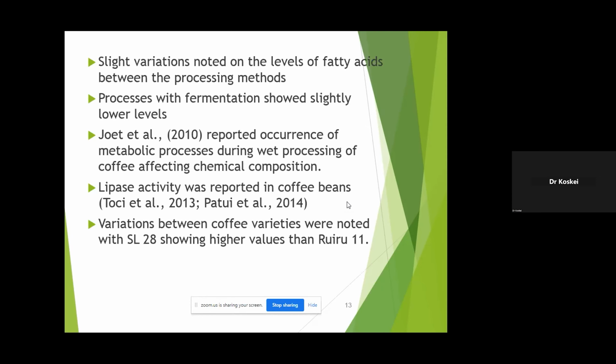From literature, there is indication that the metabolic processes during wet processing of coffee may affect the level of chemical components. For example, the presence of lipase activity may cause some reactions which may affect some of the components, especially lipids. Variation between coffee varieties were noted in the composition of the coffee samples.